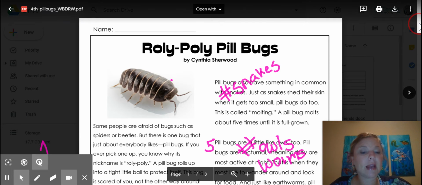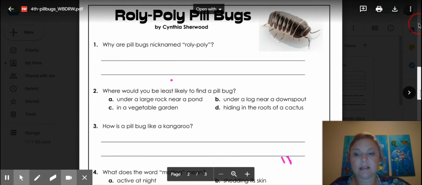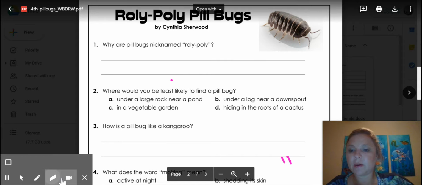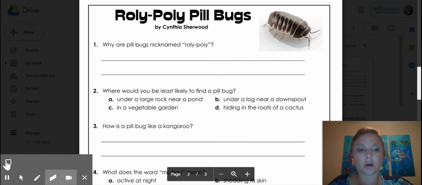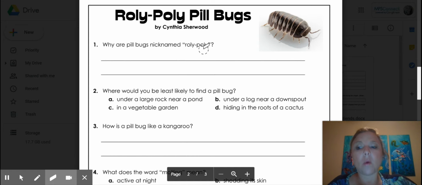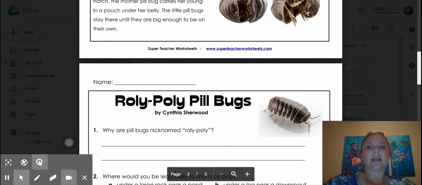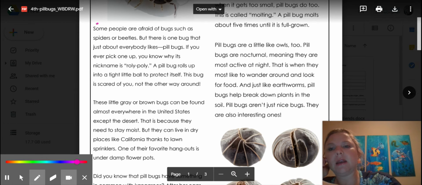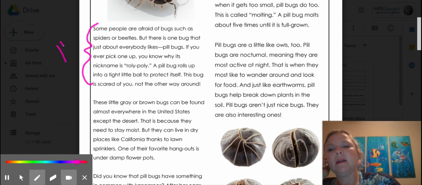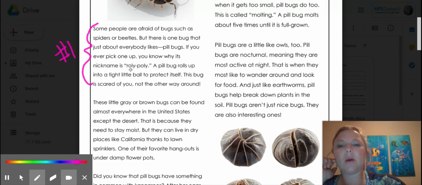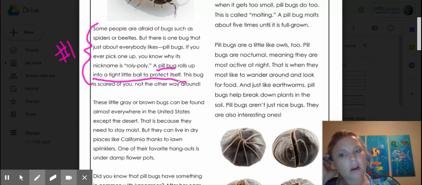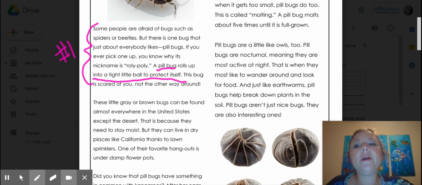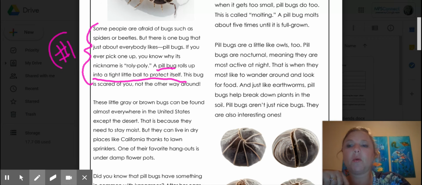Okay, so now let's go down to how to answer the text. When we're answering the text, we need to make sure we're showing evidence. Why are pill bugs named roly-poly? Once again, all of that information is found in paragraph 1. It talked about how they were named and where the name came from. This is for question number 1. So I would then talk about why they're called roly-polies and about how they go into a tight ball when they're scared. And this is for question number 1.